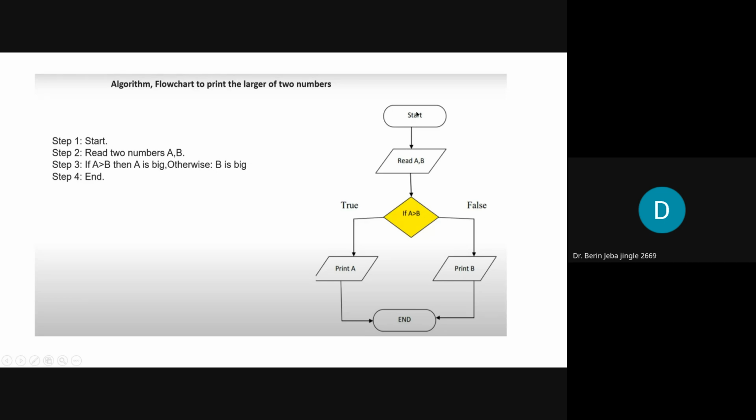So here, first of all, start the program with this symbol. Then inside the parallelogram, what are the things we have given?